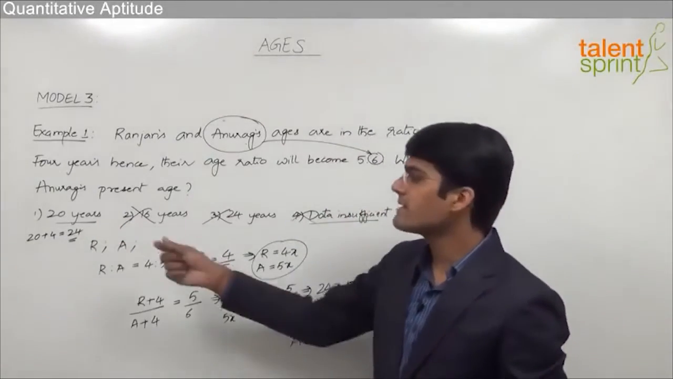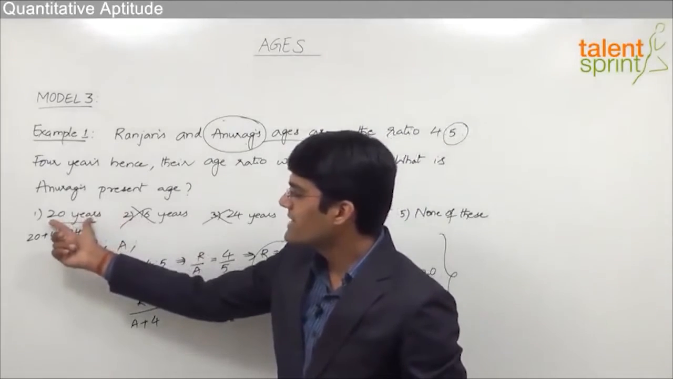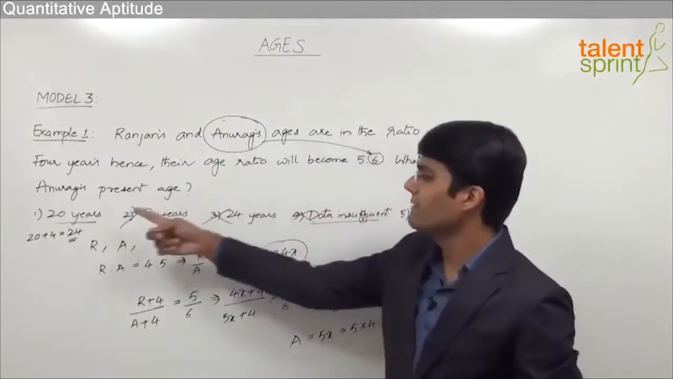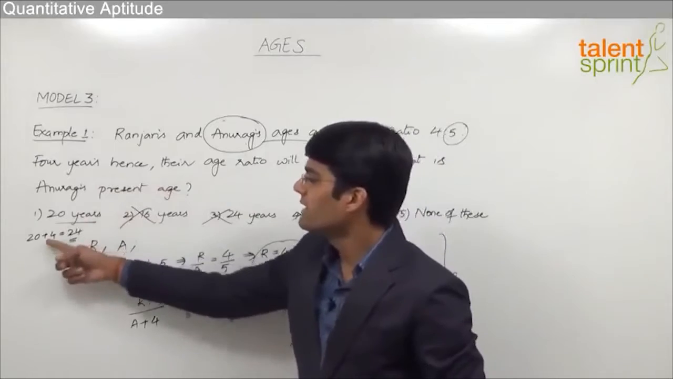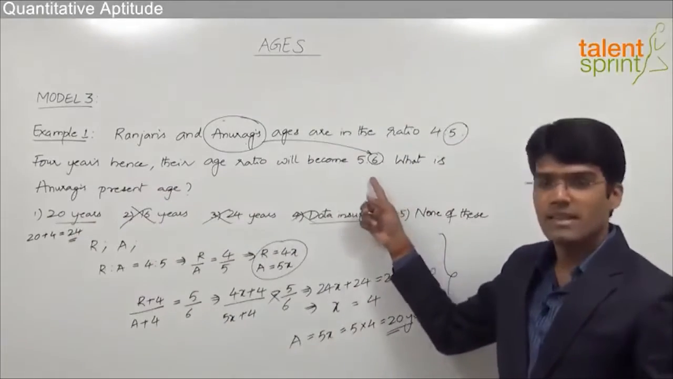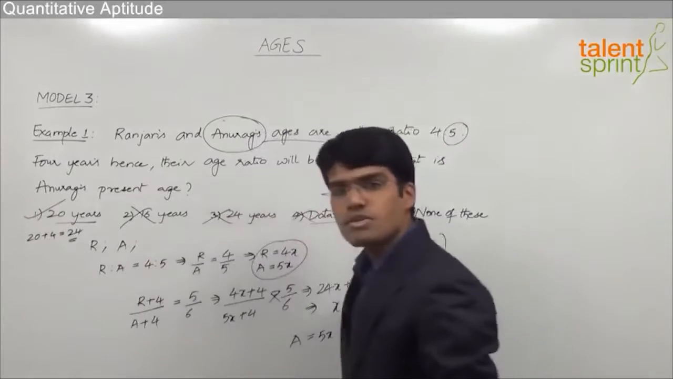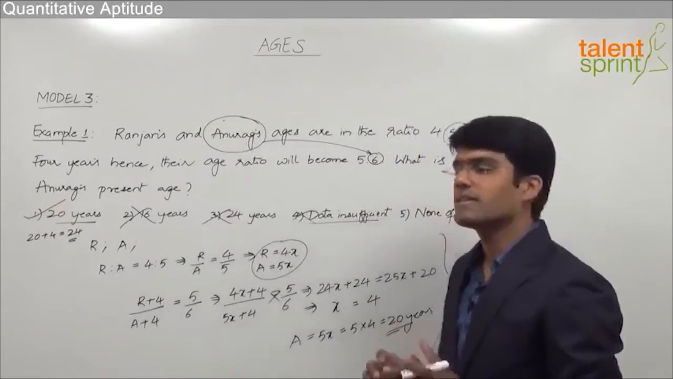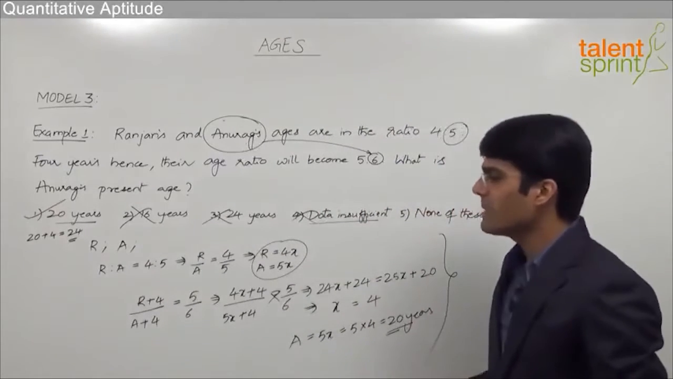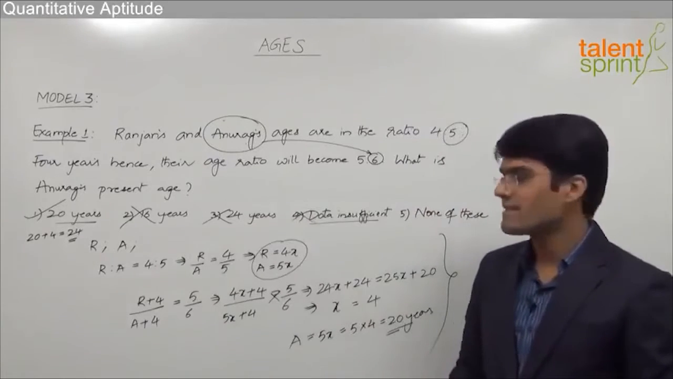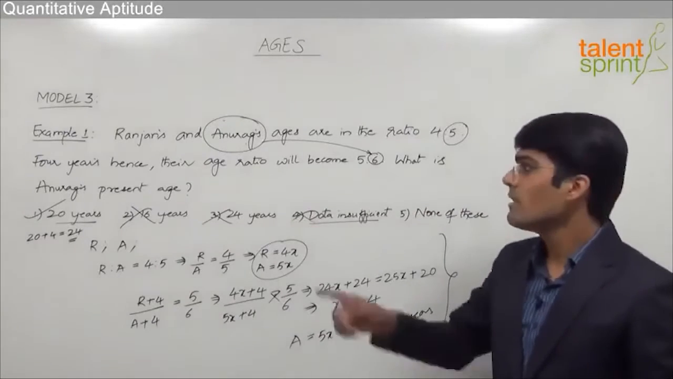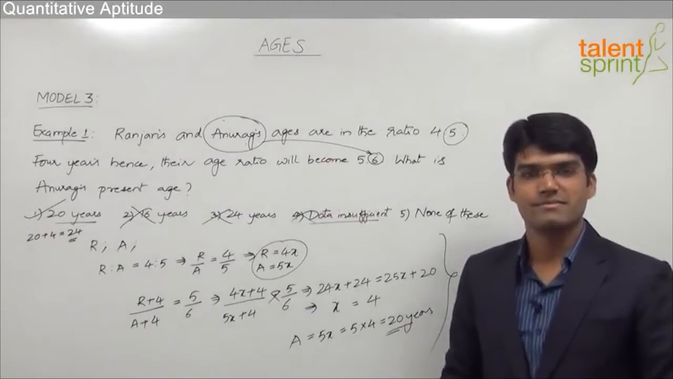What are the two conditions? The first condition is its present age should be a multiple of 5 and after 4 years, the age should be a multiple of 6. As this option satisfies both the conditions, we can directly say that option number 1 is correct. So this is how, without writing all these steps, we can simply eliminate the wrong answers and verify the correct option from the two given conditions.